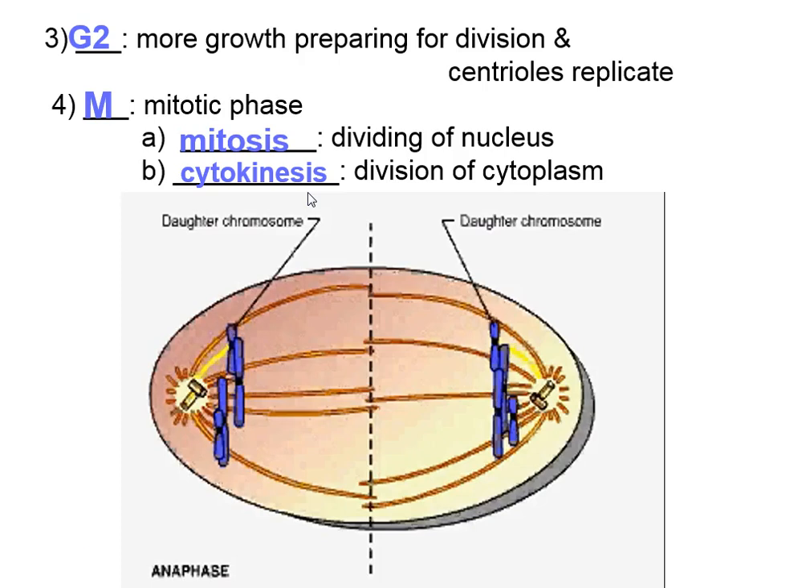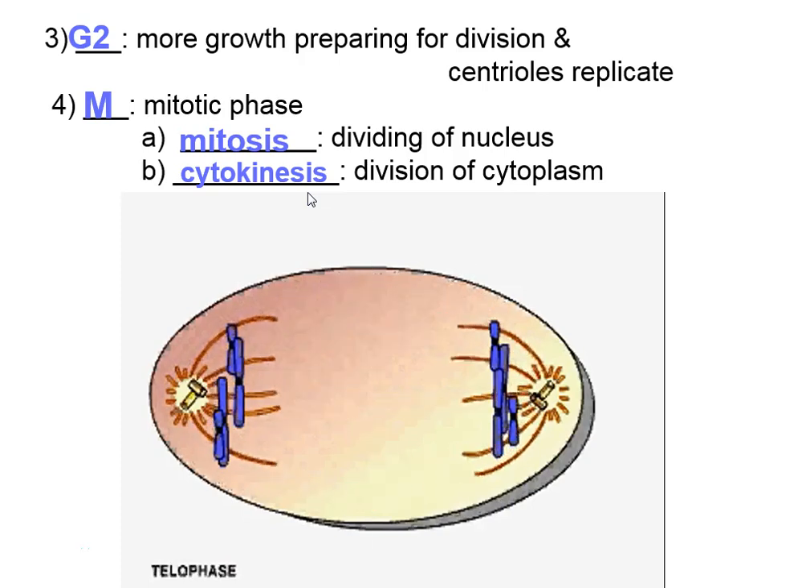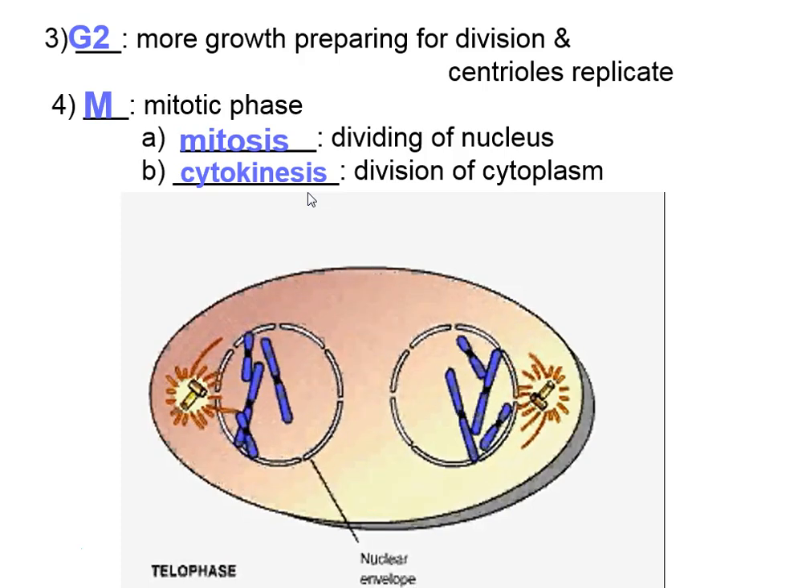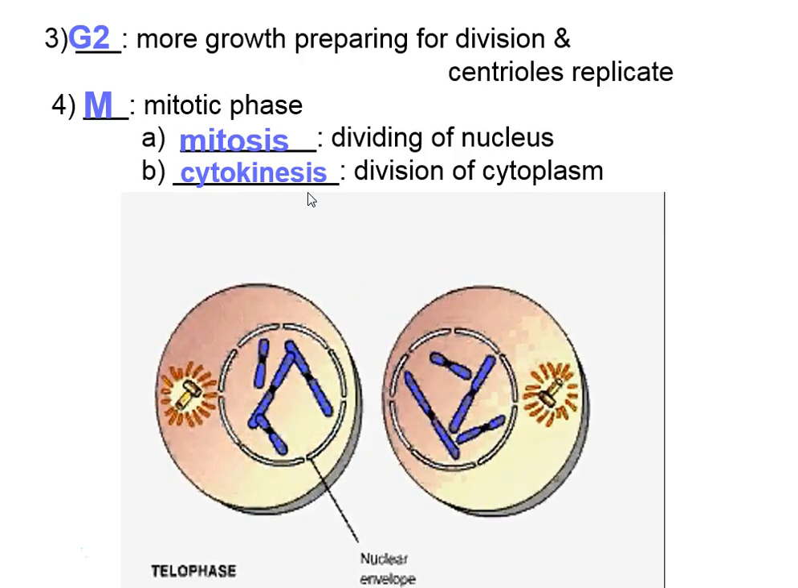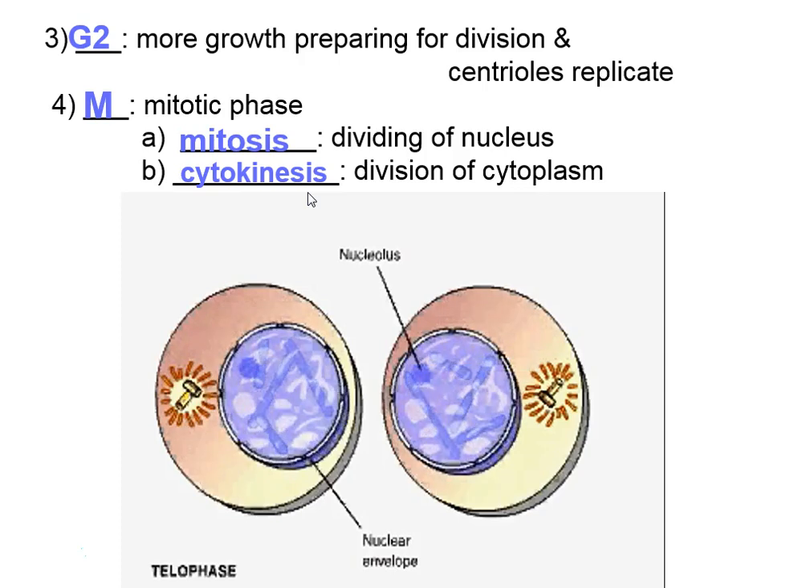At the same time, the spindle microtubules not attached to chromosomes lengthen, pushing the two poles farther apart and elongating the cell. During telophase, nuclear envelopes form around the identical sets of chromosomes at the two poles of the cell. The chromosomes uncoil and nucleoli appear in the two new nuclei. Meanwhile, cytokinesis begins, splitting the cytoplasm and separating the two daughter cells.